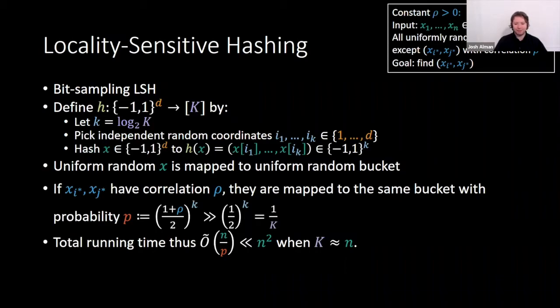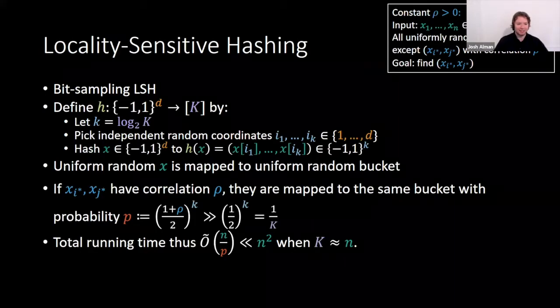And if 1 over p is much bigger than 1 over n, then the running time of your algorithm is much smaller than quadratic. That's the idea. There are some calculations that I'm intentionally omitting, but as rho goes to 0, this probability really goes to a half, and p really becomes like 1 over n. This running time approaches quadratic as rho goes to 0.